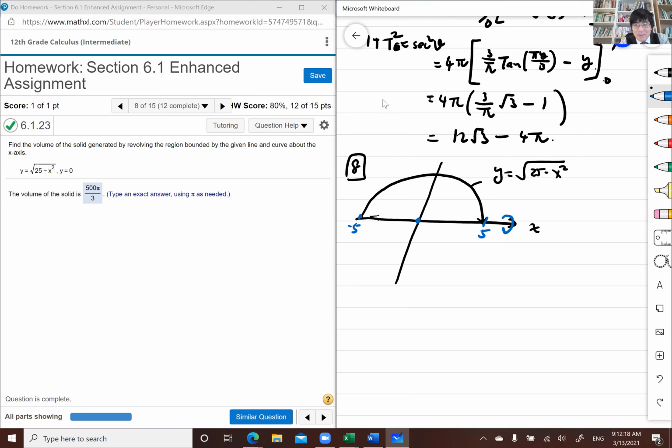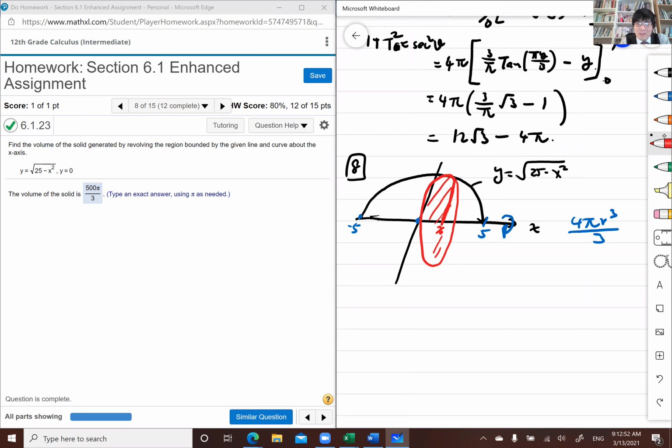So when you rotate this with respect to the x-axis, you're going to get a sphere. If you know that the answer to this problem is just the volume of the sphere with radius 5, you can use 4 pi r cubed over 3 to find the volume immediately. But if you want to do the integration, pick a random point along the axis of revolution, and you're going to find a cross-sectional area.